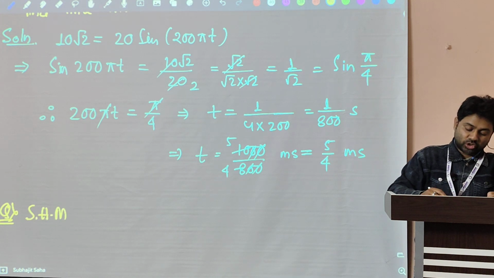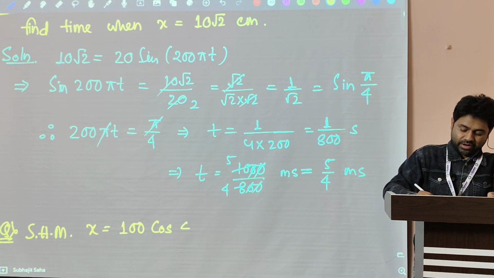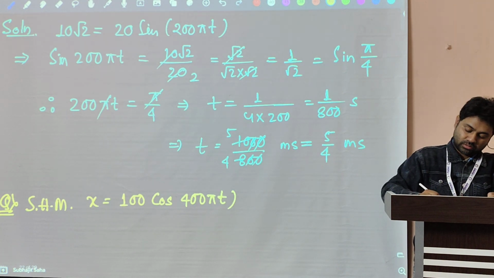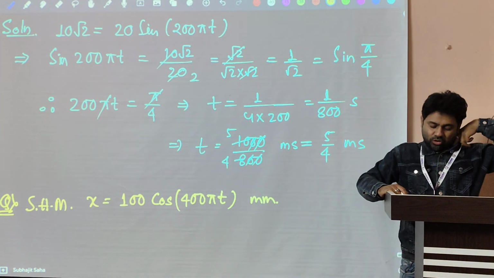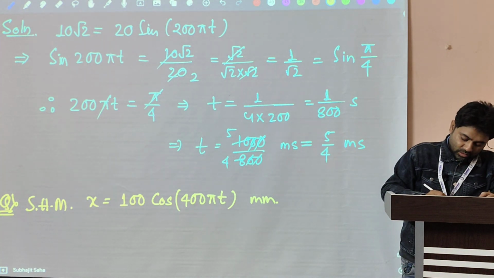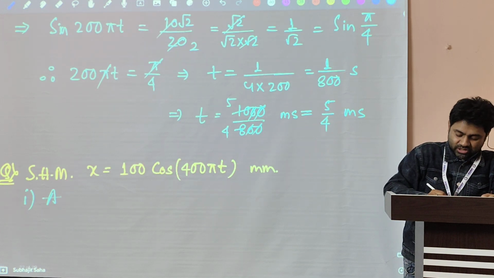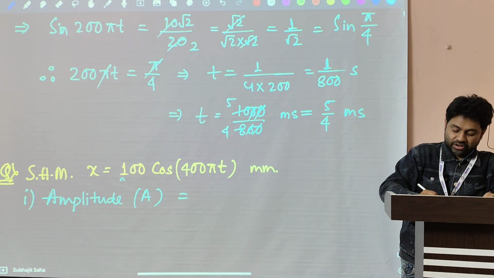Consider one more simple harmonic motion. Displacement is 100 cos 400 pi t, meter, centimeter or millimeter, whatever we just say. Say 100 cos 400 pi t millimeter. What will be the amplitude of this SHM? It's 100 millimeter.